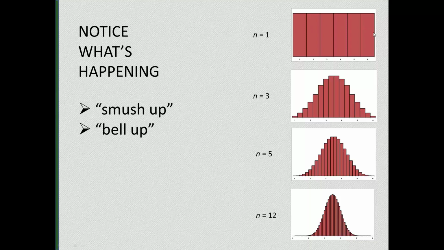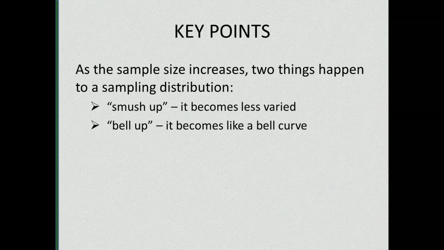We start off with something that is in no way a bell curve. But as our sample size gets bigger, we get closer and closer to our bell curve, to our normal distribution. Things are smushing up, things are belling up. Those are the 2 key points to remember from this demonstration. As we look at sampling distributions, as the sample size increases, things smush up, things bell up.